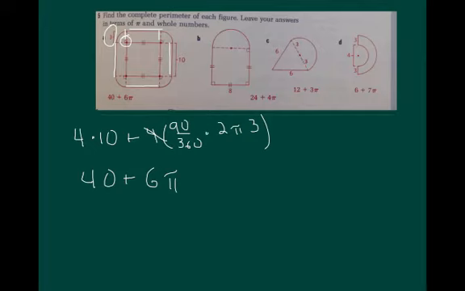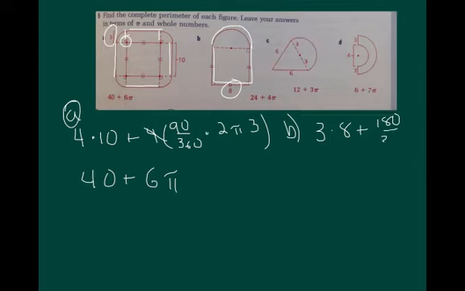Okay, let's take a look at B then. So that's A. Let's take a look at B. We have 3 sides that are all 8, so that's 3 times 8, plus now we have to find this curved portion, which of course is a half a circle that has a diameter of 8. So that's going to be 180 over 360 times 8 pi. And when you simplify that, you get B is equal to 24 plus 4 pi.